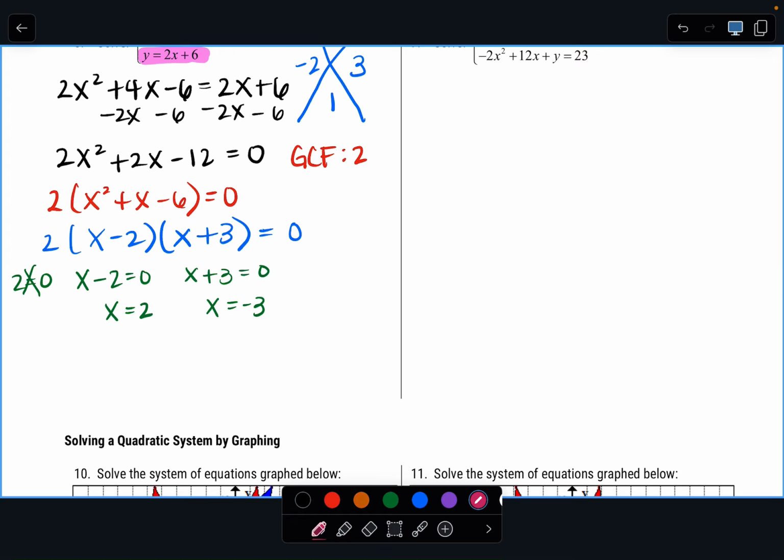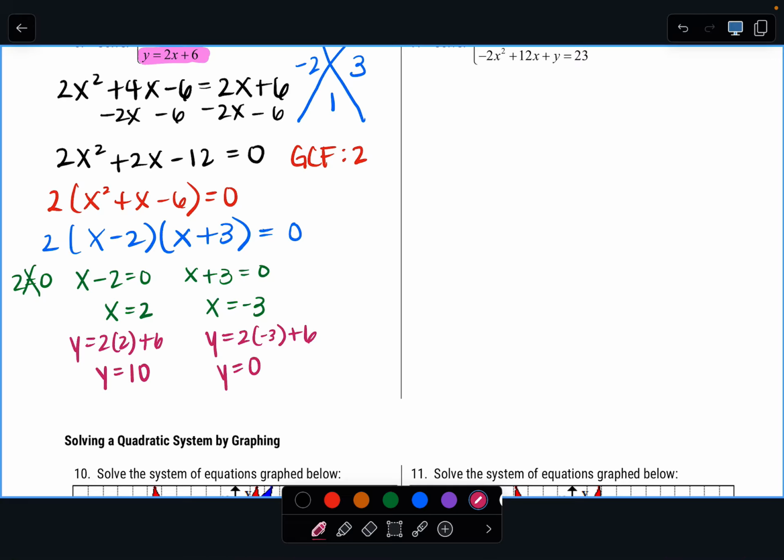So I'm going to have y equals 2 times 2 plus 6. Y equals 2 times -3 plus 6. So in this case, 2 times 2 is 4. 4 plus 6 is, what is 4 plus 6? 10. Okay, and then I have 2 times -3, -6. What happens when I take -6 and I add it to +6? Cancels out. It becomes 0.